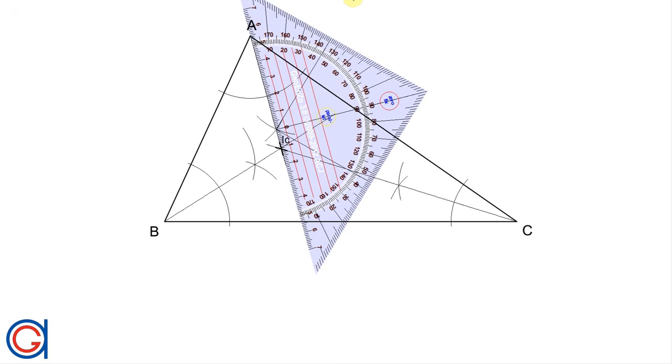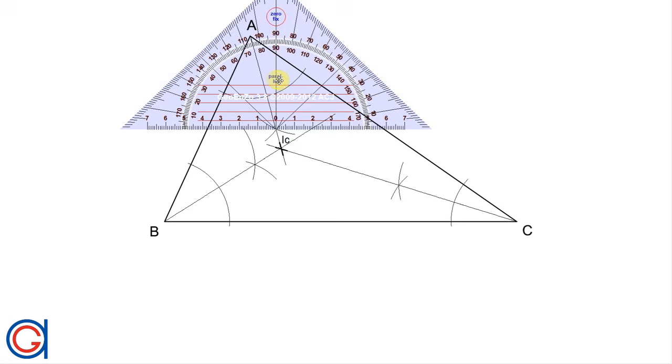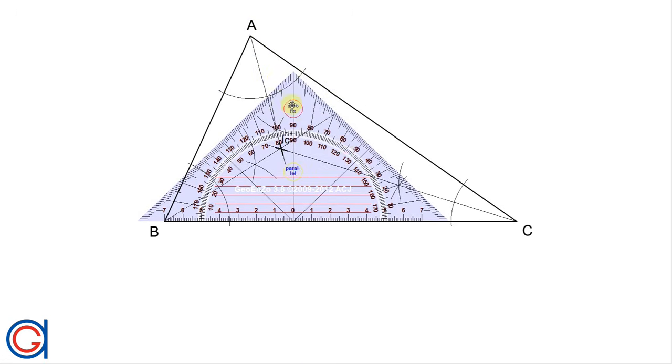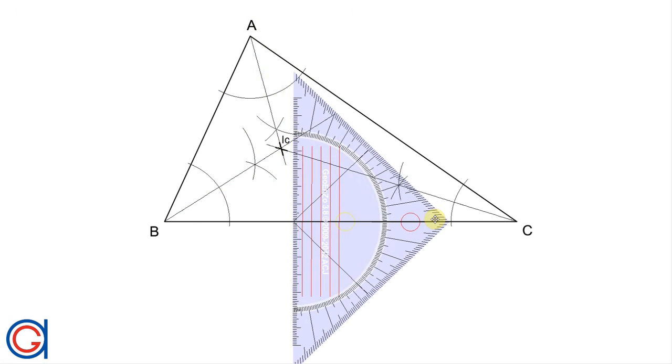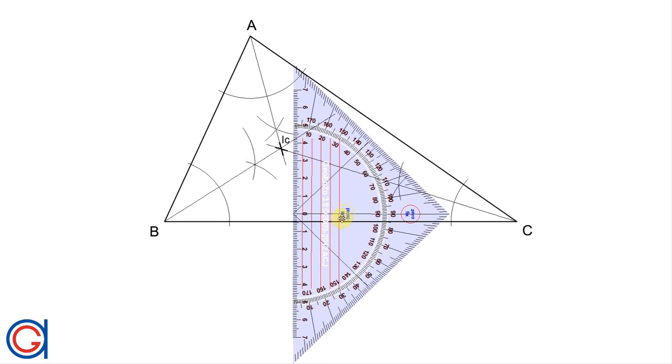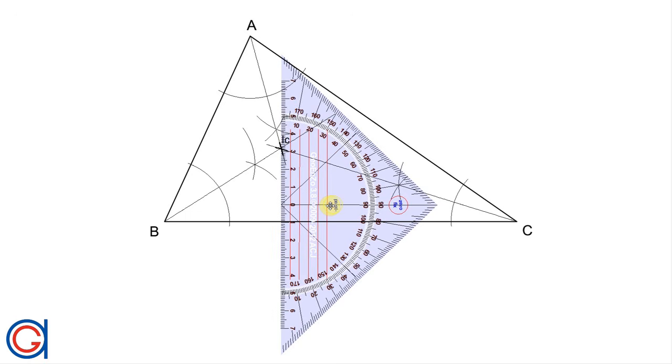So now that we have the incenter point IC, we are going to locate the tangent point on the base BC of the triangle. To do this, we are going to draw a perpendicular line from IC to the base BC. Where it cuts the base BC, this is going to be the tangent point T, as shown here.